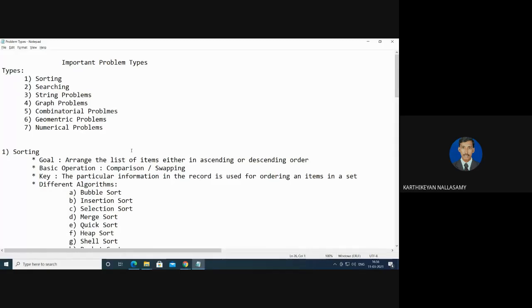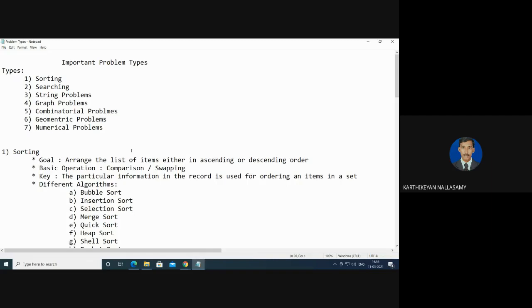Hi everyone. In this video, I am going to discuss the concept of the important problem types, which are mainly to focus on in the computer science field. There are seven different kinds of problem areas we mainly focus on in computer science. One is sorting, second one searching, string problems, graph related applications, combinatorial problems, geometric problems, then numerical problems.